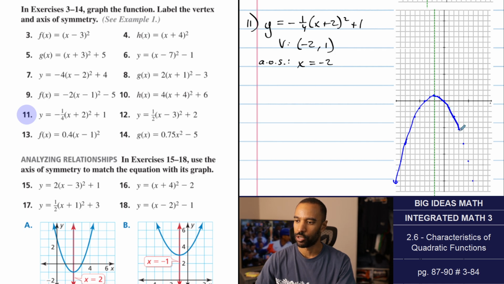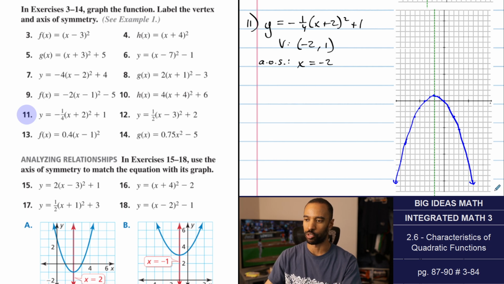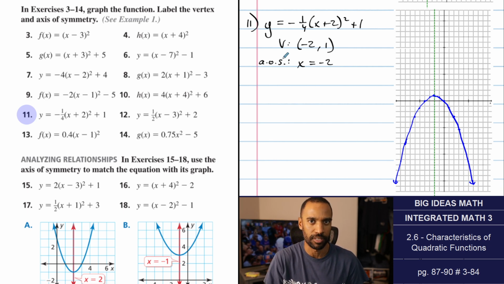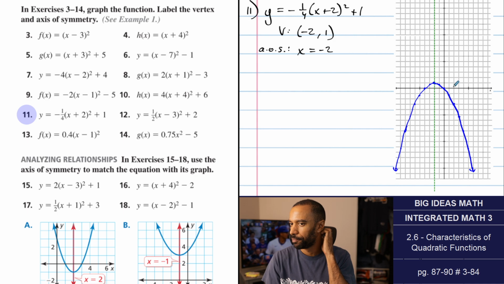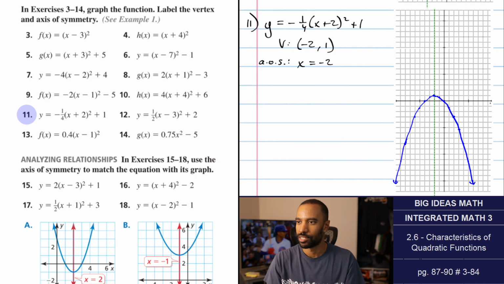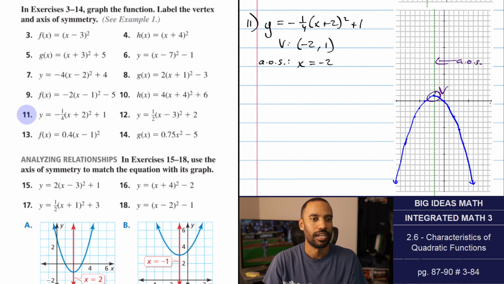Now, if it were up to you, you might say, I only want to hit the integer values. In that case, go by the multiples of 2, because at least you square them and they definitely become multiples of 4 each time. Okay, vertex, axis of symmetry. We're following the book instructions. Go us. Number 12.